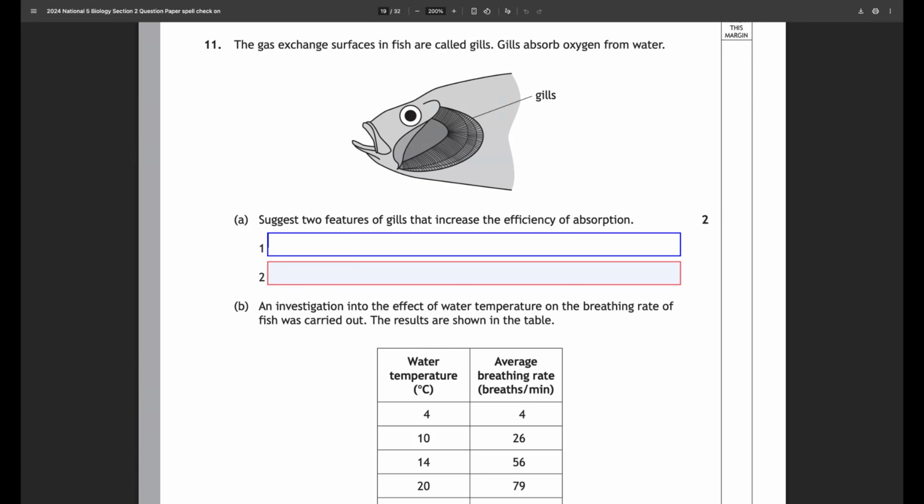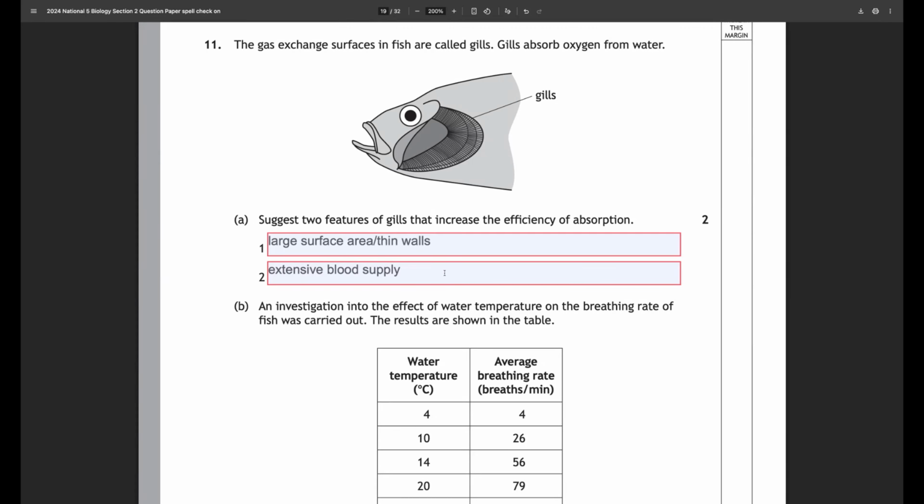As soon as you see the words increase the efficiency of absorption, you should be thinking three things. You should be thinking that it has a large surface area. You should be thinking that it has thin walls. And you should also be thinking that it has an extensive blood supply. As soon as you see those words, efficiency of absorption, think those three adaptations: large surface area, thin walls, and extensive blood supply.